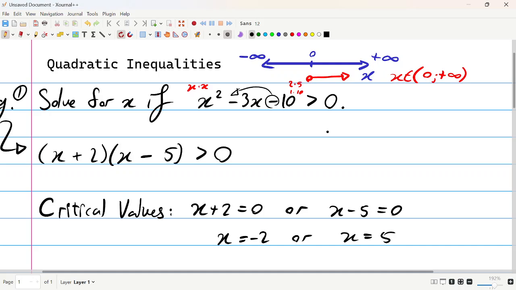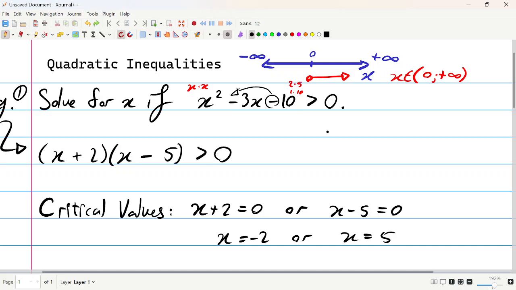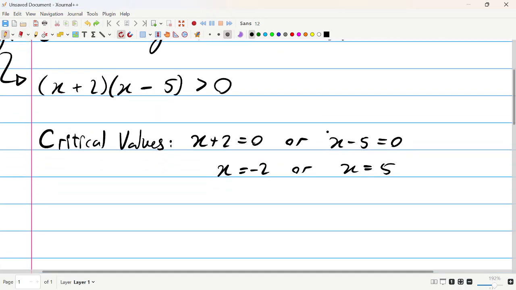Okay? So since we found our critical values, what do we know about quadratics? Isn't a quadratic just a parabola? Right? Because a parabola has some type of equation to the second degree, in this case over here. So we would call this the parabola method.